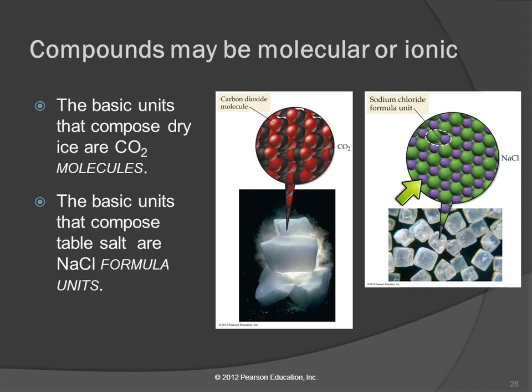Over here we have an illustration of sodium chloride, or table salt. Looking in here we see that we've got sodium ions, the little purple ones, and chloride ions are the green ones. Sodium is a metal, it forms a +1 ion. Chloride is a nonmetal, it forms a negative ion. Opposites attract, so they'll stick together. That's an ionic compound.